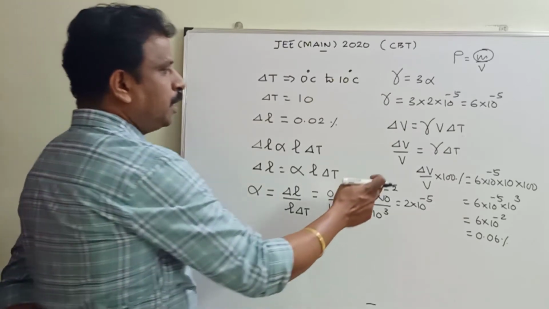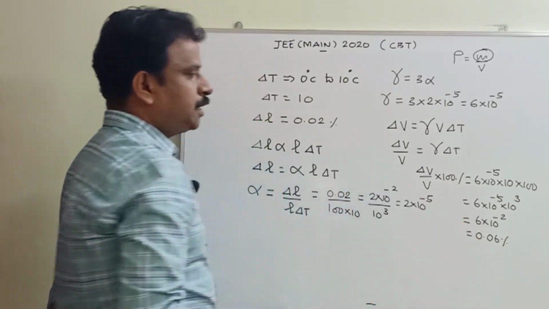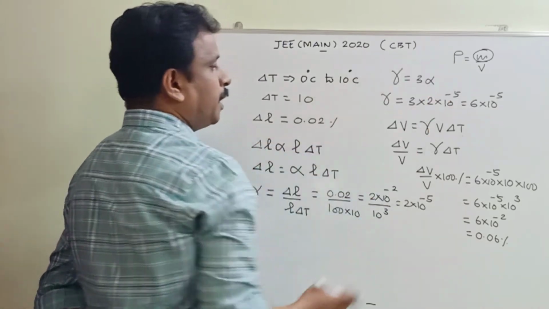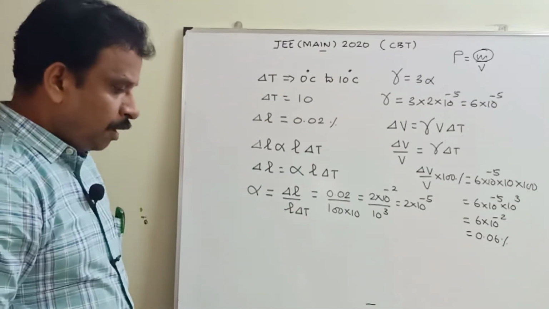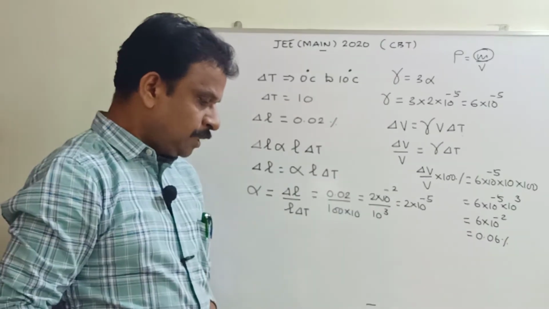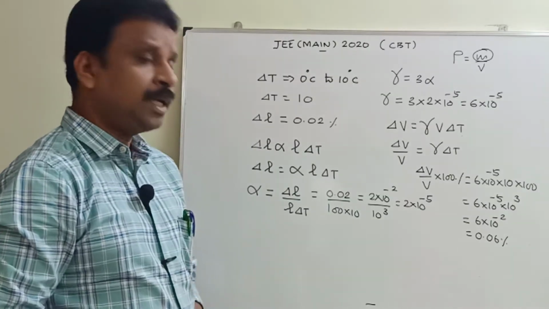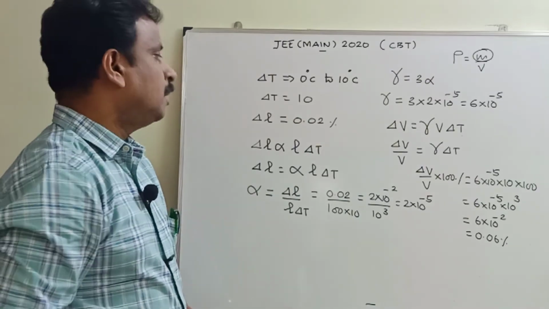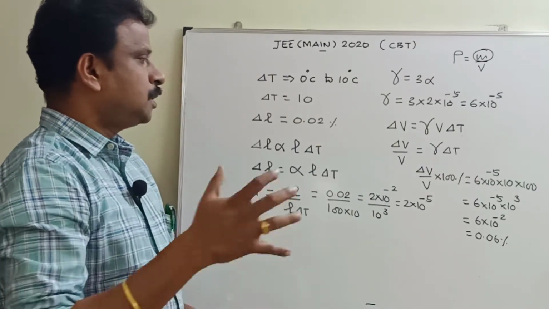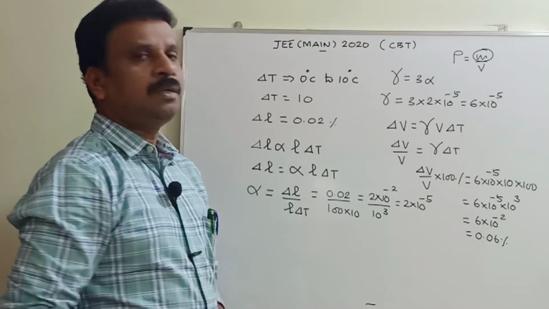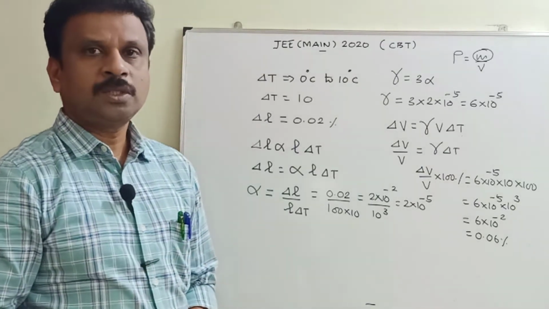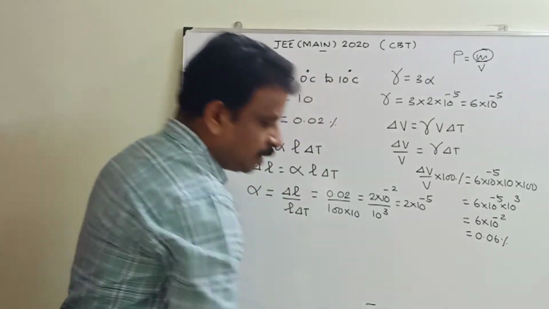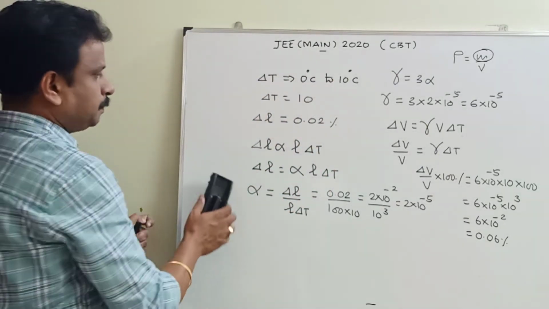So when the volume increases by 0.06%, the density will decrease by 0.06%. The options are 0.02, 0.04, 0.06, 0.08. So the third option will be the correct answer. So when the volume increases by 0.06%, the density will decrease by 0.06%. So the third option is the answer for this question. Now let me go to the second question.